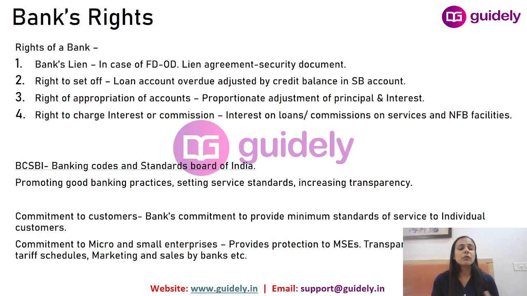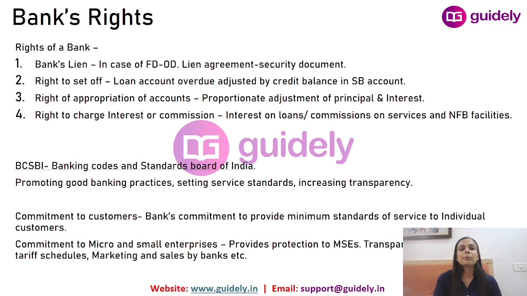Second, right to set off. Suppose there is some loan account and there are a lot of overdues in the account. The customer is not cooperating and not clearing the overdue. If the bank gets to know that one of the savings account in some other branch, or in the branch itself is having credit balance in the account, then the bank can adjust the credit in the savings account with a debit or the overdue debit in the loan account. This comes under right to set off.